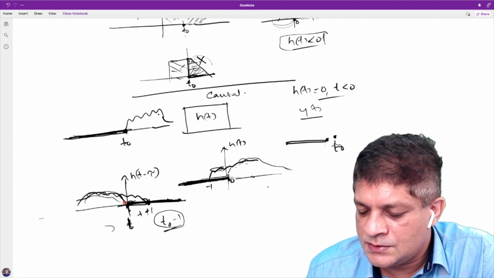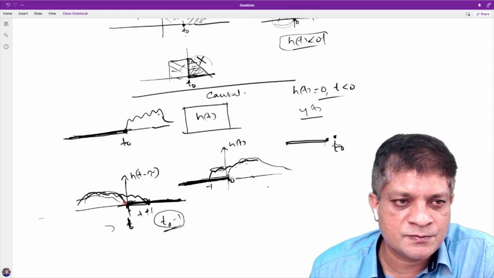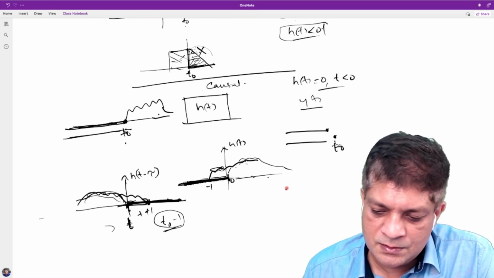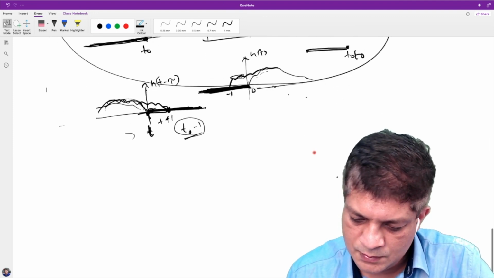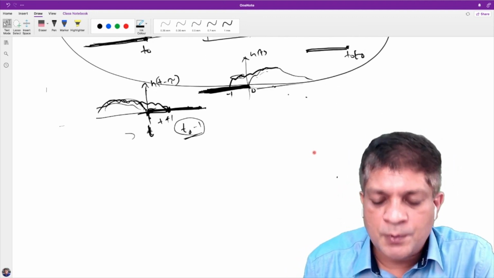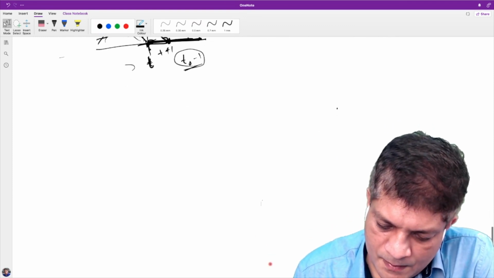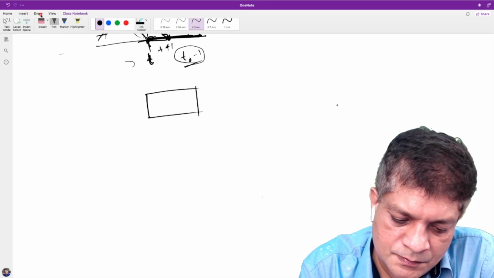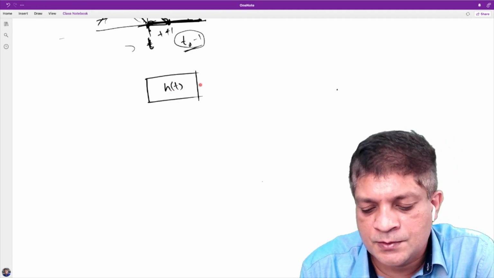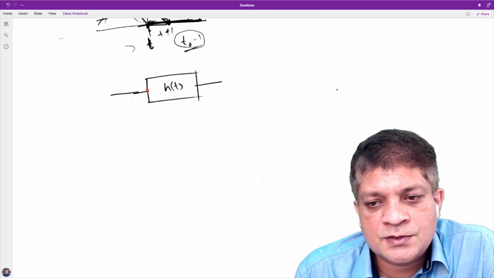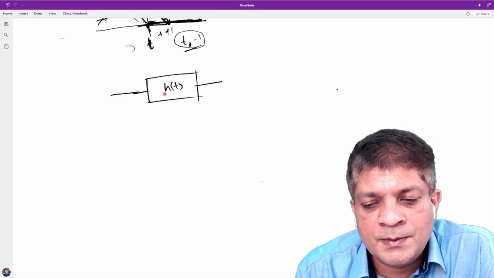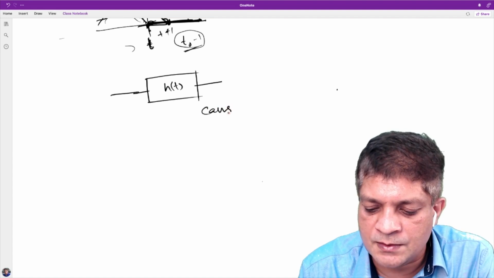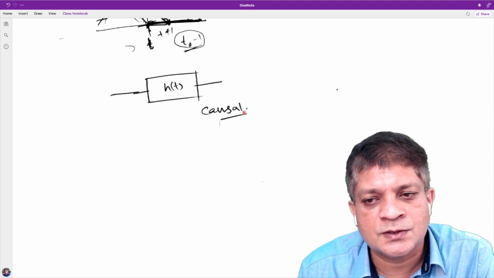And there is another property related to this. I am leaving it as an exercise for you. Please prove this. You can easily prove it using the graphical method. Okay, so the property is that if you have an LTI system, let h(t) be the impulse response of that LTI system, and let us assume that the system is causal. Causal means h(t) is 0 for t less than 0.